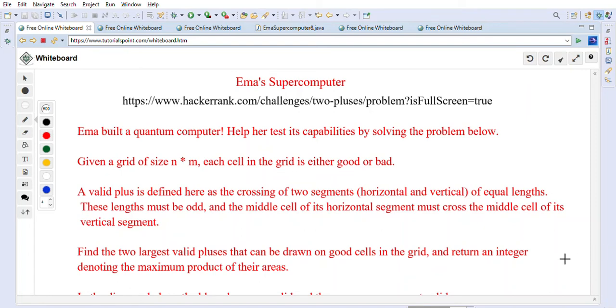Hi friends, welcome back. Today we are going to solve one important HackerRank coding challenge, IMA's supercomputer.